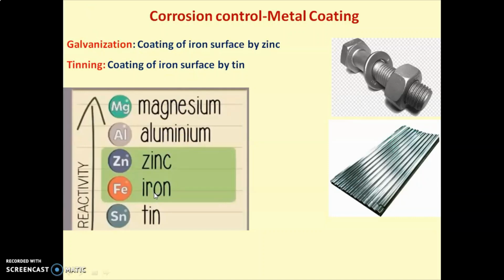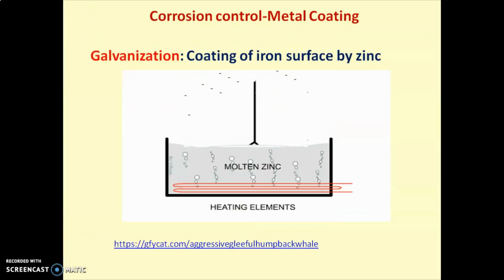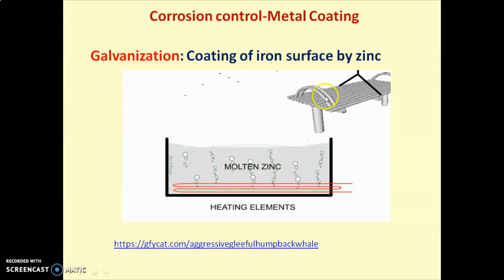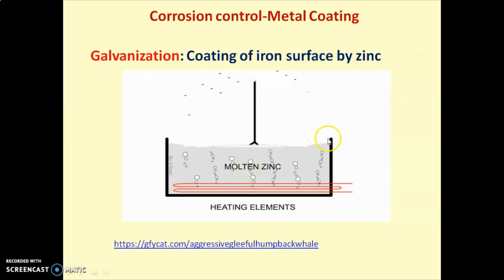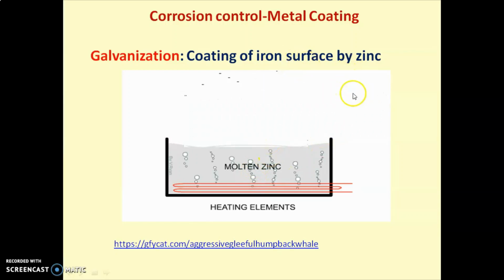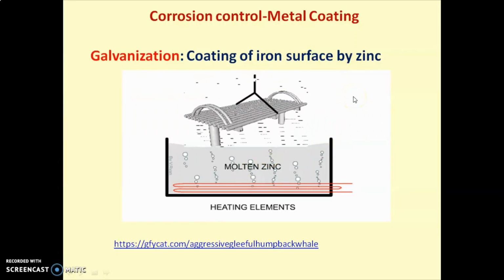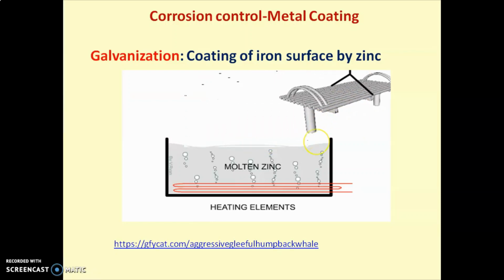Let us go to the next slide. This is corrosion control by metallic coating, galvanization, coating of an iron surface by zinc. This is the molten zinc in the hot condition. Now the iron structure, which is to be protected, is dipped inside the molten zinc and taken out. When it is taken out, the entire surface of this structure is coated by zinc. Hence, the base metal or the base structure is protected.